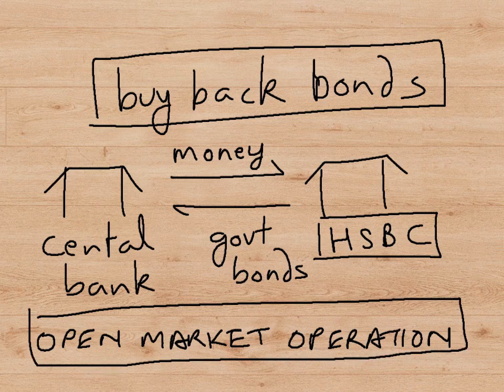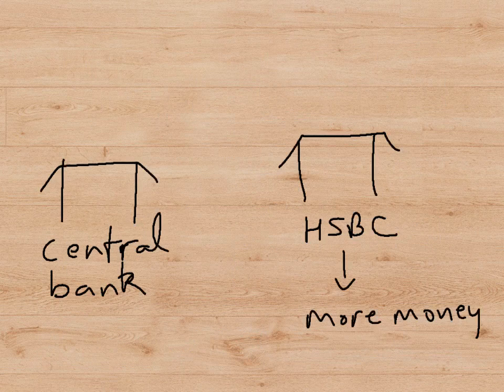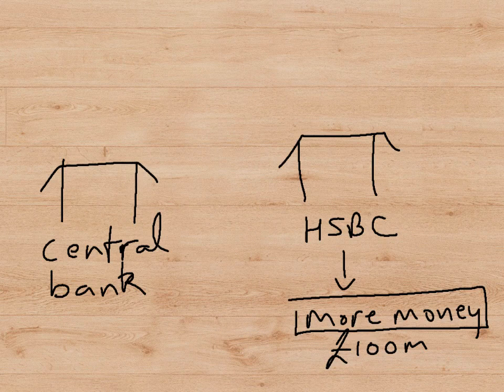So imagine that the central bank creates 100 million extra pounds. Notice I say creates. The central bank is the only body in the economy that can create new money. So if it creates 100 million new pounds and uses them to buy back government bonds, what does that do to HSBC? Well, HSBC suddenly now has 100 million pounds more money than it did. This is new money that has been created and paid to HSBC by the central bank, the Bank of England.